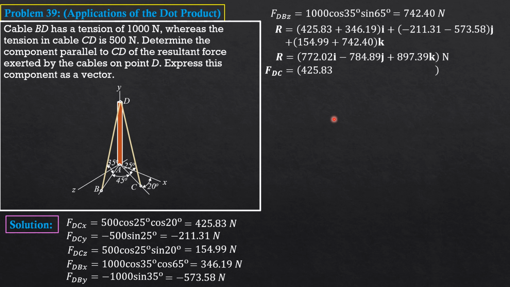So F_DC is equal to 425.83 i minus 211.31 j plus 154.99 k. The unit vector is simply dividing this by the magnitude of the force, which is 500. So lambda DC becomes 0.85166 i minus 0.42262 j plus 0.30998 k. Obtaining the dot product of R with lambda DC gives the component of the resultant along DC.